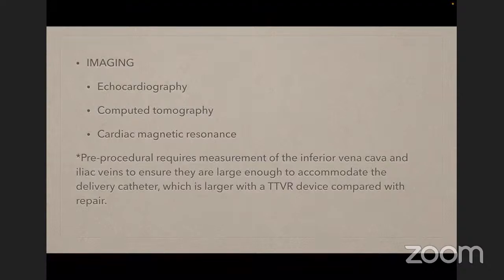Pre-procedure planning requires measurement of the inferior vena cava and iliac vein. As I mentioned, it's a large valve, so we need to measure the caliber of the vein to make sure that it accommodates delivery of the catheter, so as not to damage the vein.